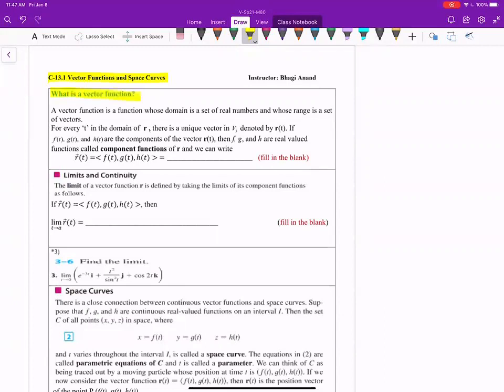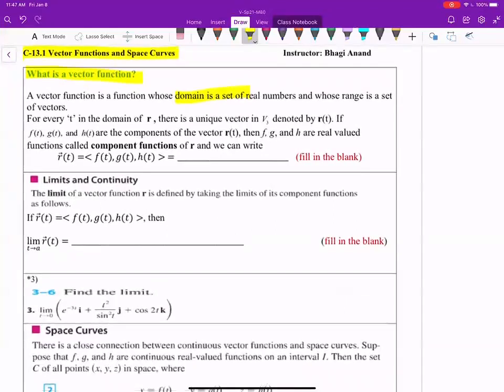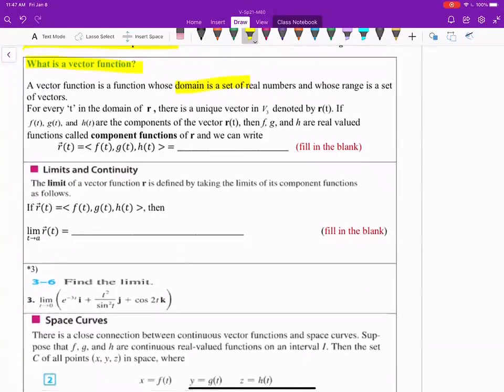What is a vector function? A vector function is a function whose domain is a set of real numbers and whose range is a set of vectors. So domain is a set of real numbers, and range is a set of vectors. For every real t in the domain of vector R, there is a unique vector in V3, denoted by R of t.